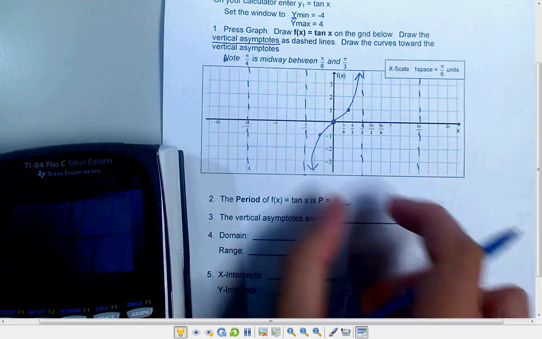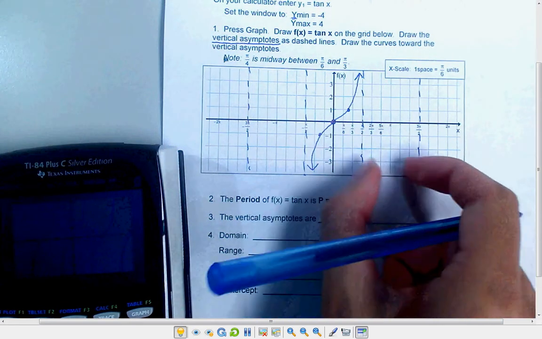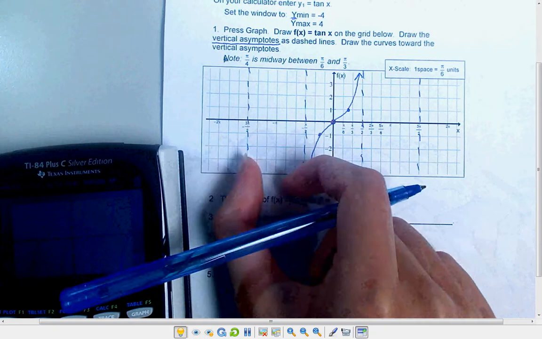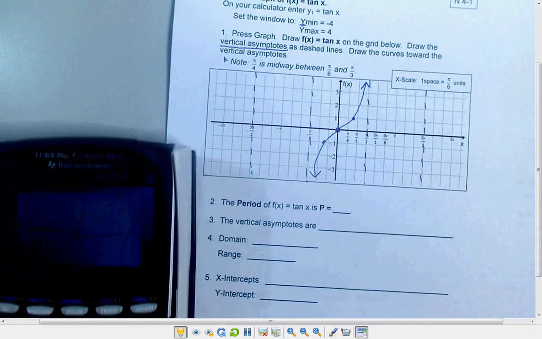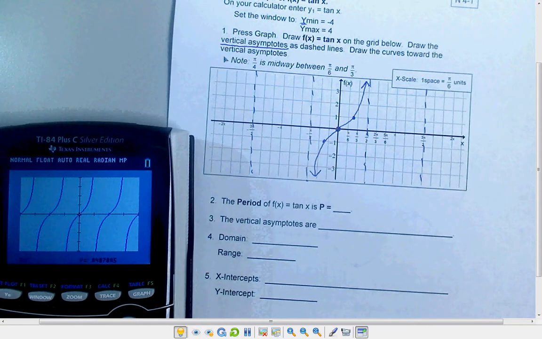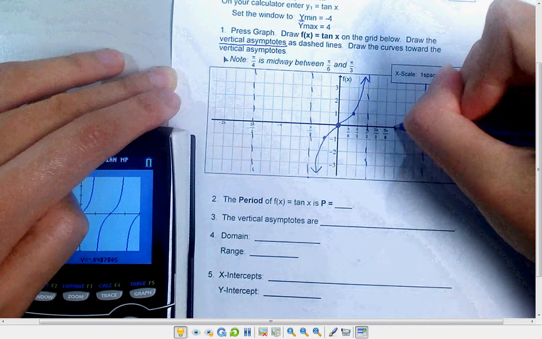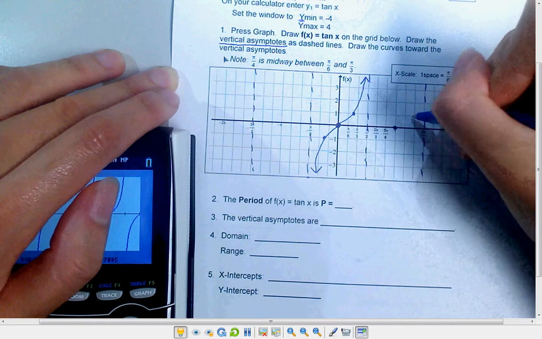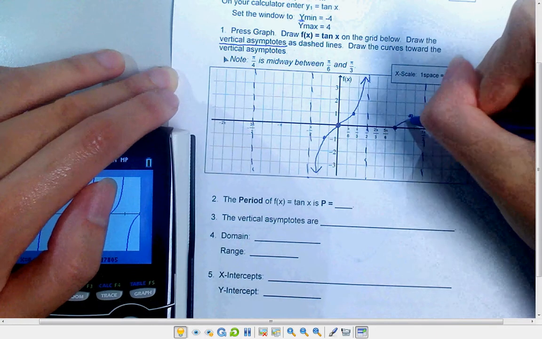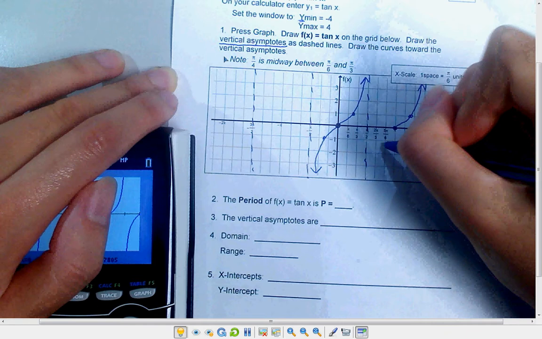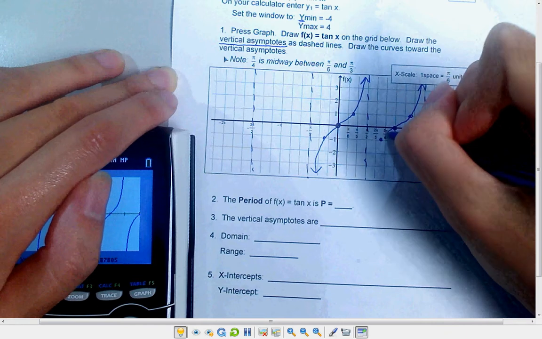So each of my sections is going to look just like this one because it repeats itself. Just like sine and cosine, this is a periodic function, and it's just going to repeat the same pattern. So the center of this one is at pi. Again, halfway in between is where it touches 1, and it's going to go up towards this asymptote. Halfway in between it touches negative 1, it's going to go down towards this one.